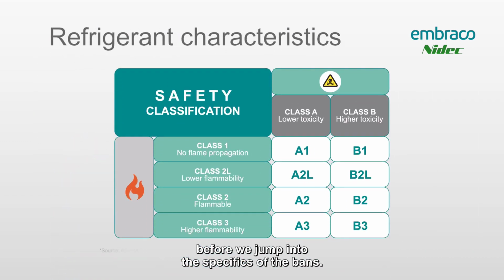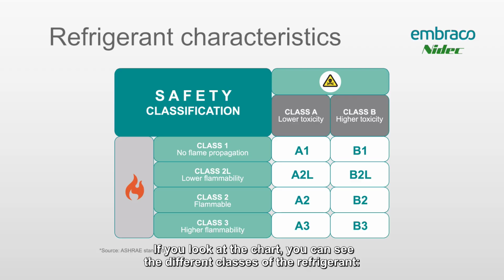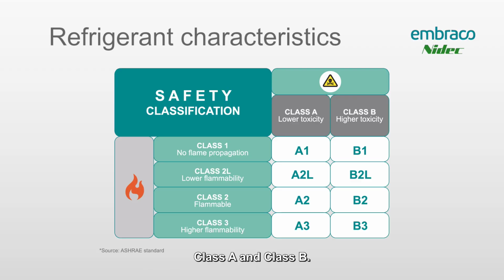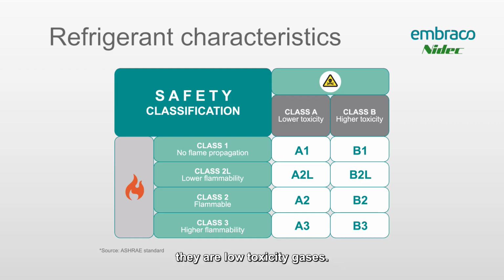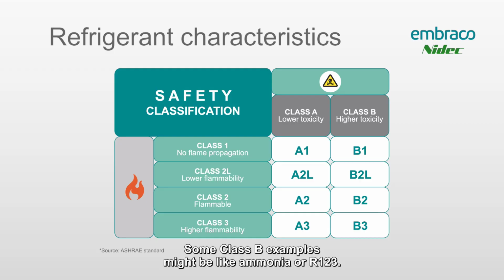So we'll look real fast at some of the refrigerant characteristics before we jump into the specifics of the bans. If you look at the chart, you can see the different classes of refrigerant, Class A and Class B. You have Class A, which is low toxicity. You have Class B, which is high toxicity. The refrigerants we'll be talking about today are Class A. They are low toxicity gases. Some Class B examples might be like ammonia or R123.